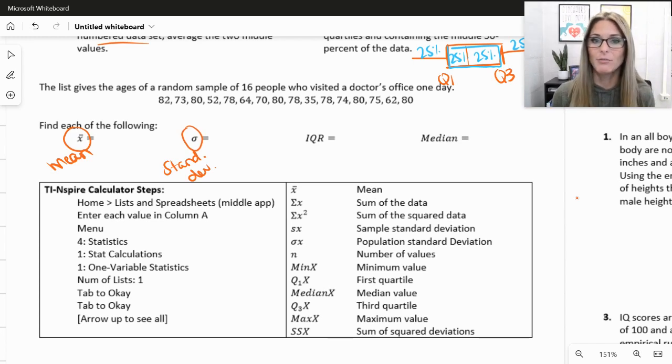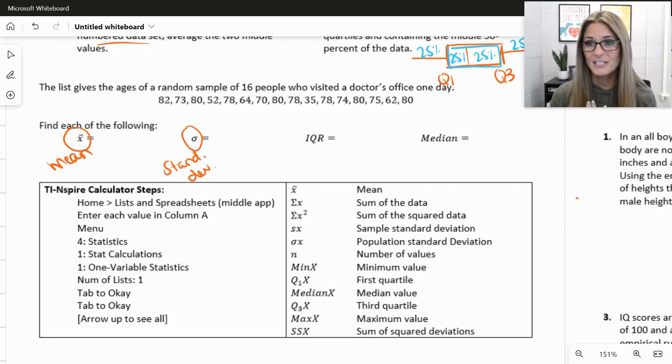Now, this could be a lot of work if we were doing it by hand. Mean, not so bad. Standard deviation, though, that would take a lot of work. We would have to find our mean. We would have to find the distance or the range every value is away from the mean, and then average those distances. So it would take a lot of work.